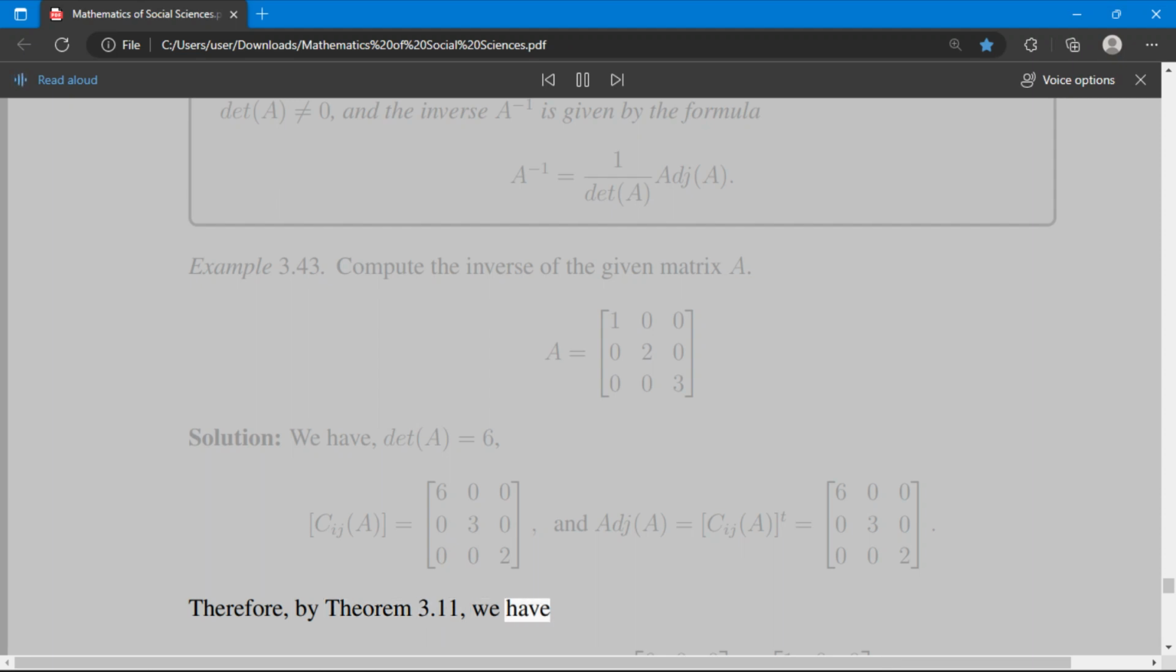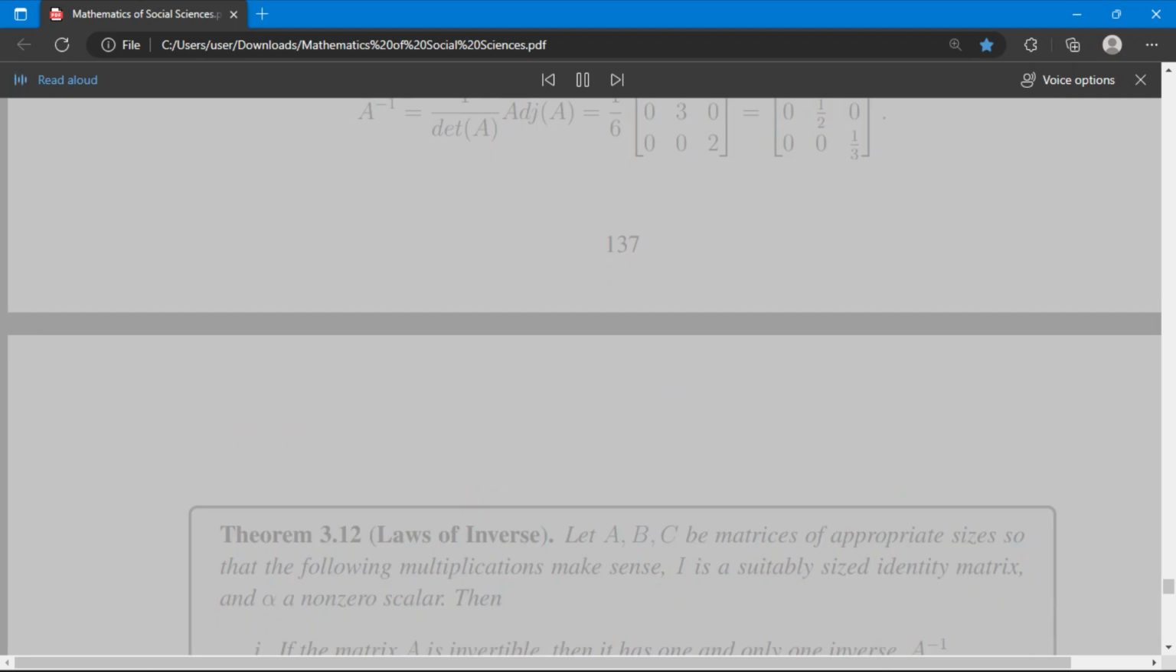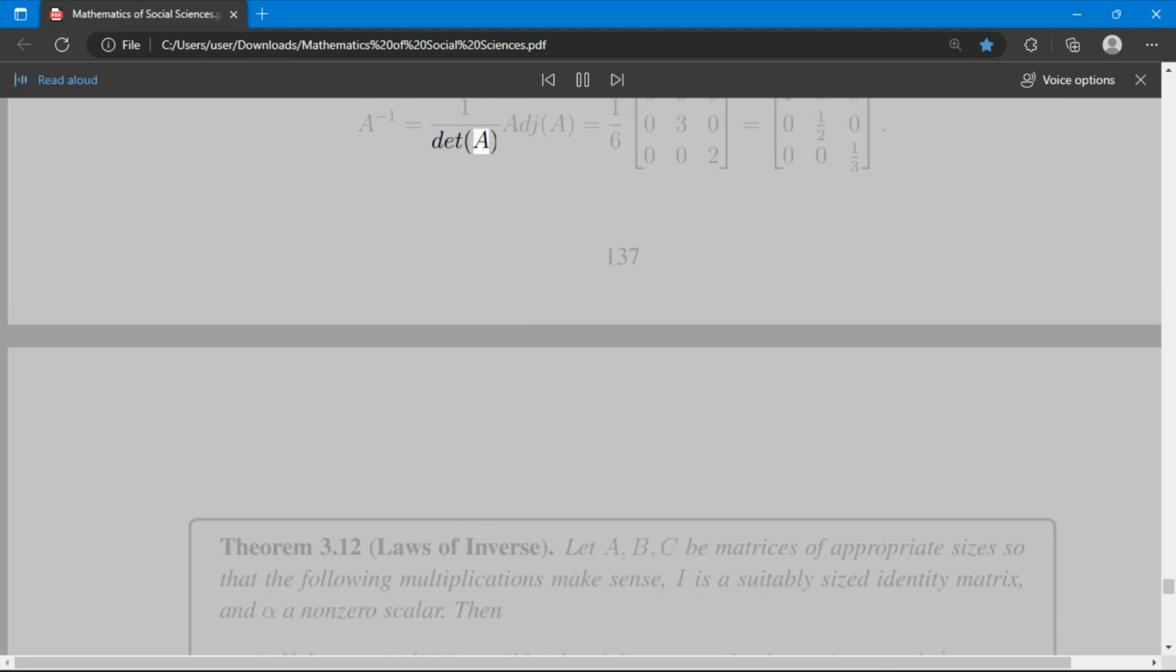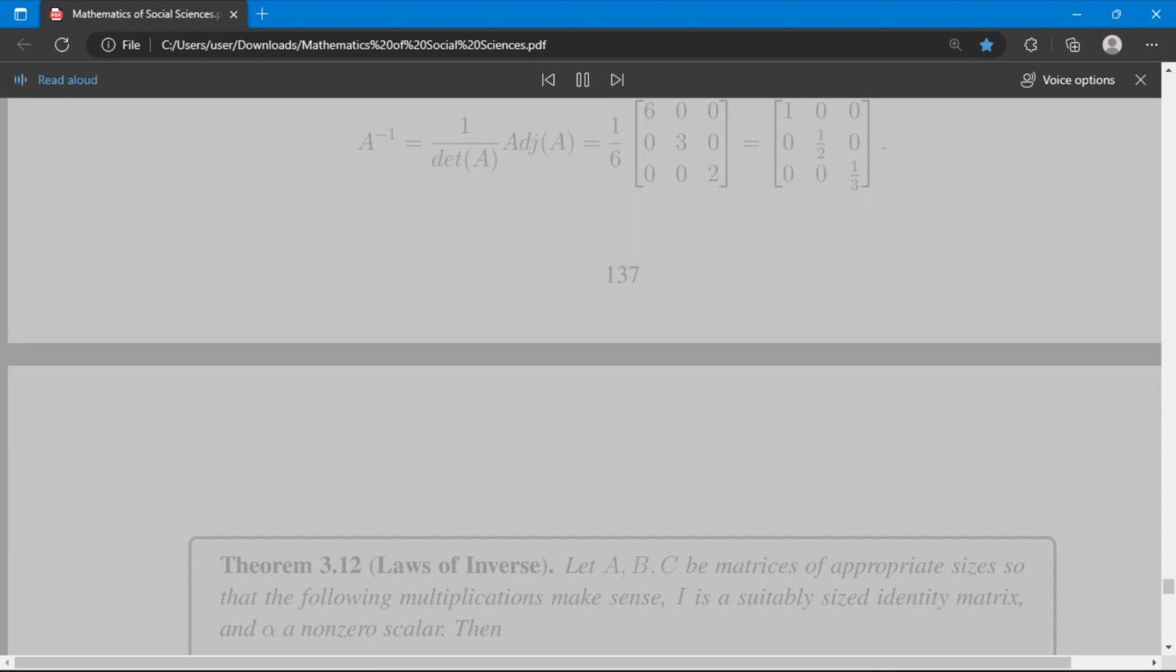Therefore, by Theorem 3.11, we have A^-1 equals 1 over det A times adj A, equals 1 over 6 times 6 0 0 0 3 0 0 0 2, equals 1 0 0 0 1/2 0 0 0 1/3. 137.